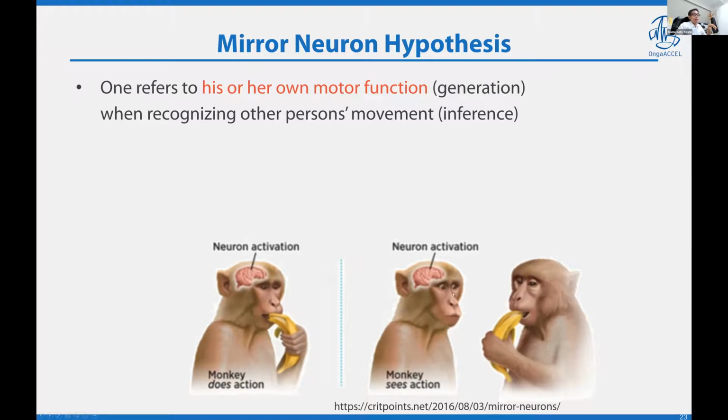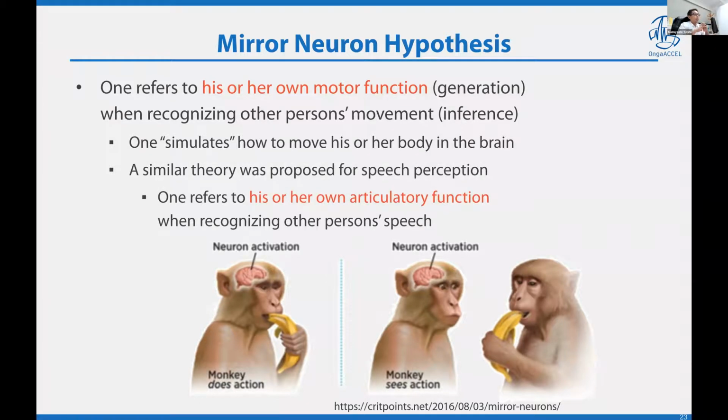But this monkey is just looking at another monkey eating a banana. So this monkey himself doesn't eat a banana, but we can observe the same brain activity in his brain. So this is a mirror neuron. So this means that one simulates how to move his or her own body in the brain. This is simulation, or generation.